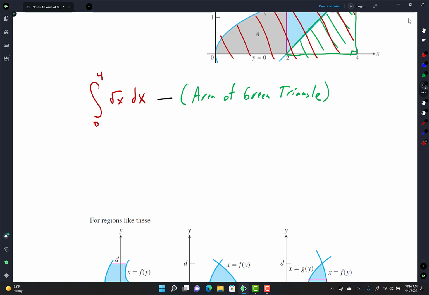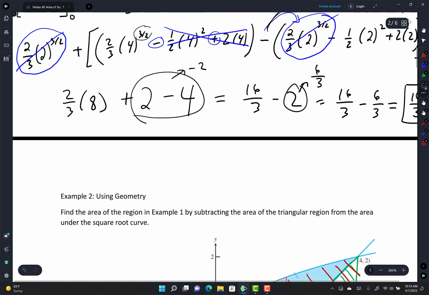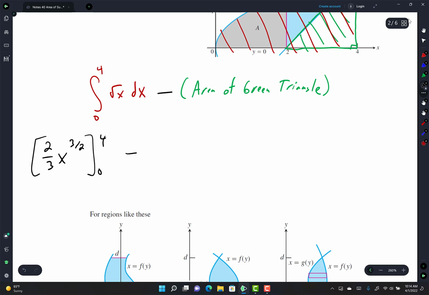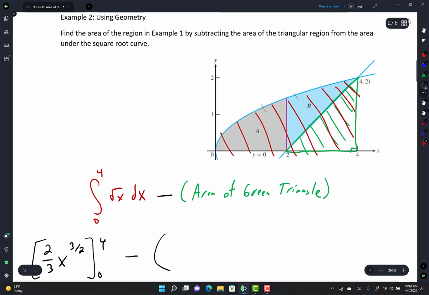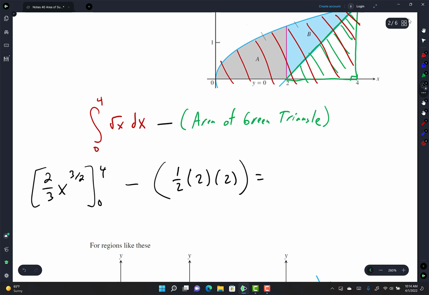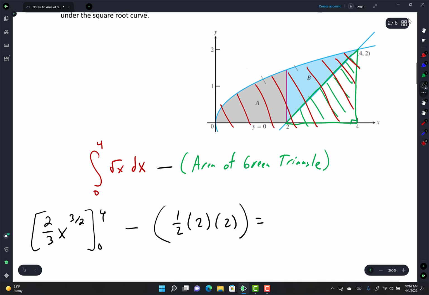So this is going to be the same thing that we've always had. What was it? 2/3 x to the 3/2? 2/3 x to the 3/2. I said 3/2, but I wrote 3/4. 0 to 4 minus, giant parenthesis, let's see, 1/2 base, the difference between 2 and 4 is 2, and then the height is 2. It looks like it. Yeah, 4, 2.